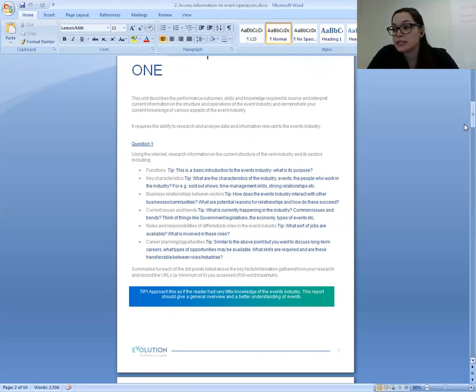Roles and responsibilities of different job roles in the event industry. So what sort of jobs are available and what's involved in these roles? And following on from that, we've got your career planning and your opportunities. So again, you're going to tell me more about what the long-term career opportunities are and what kind of career plan you could have in place for the events industry.